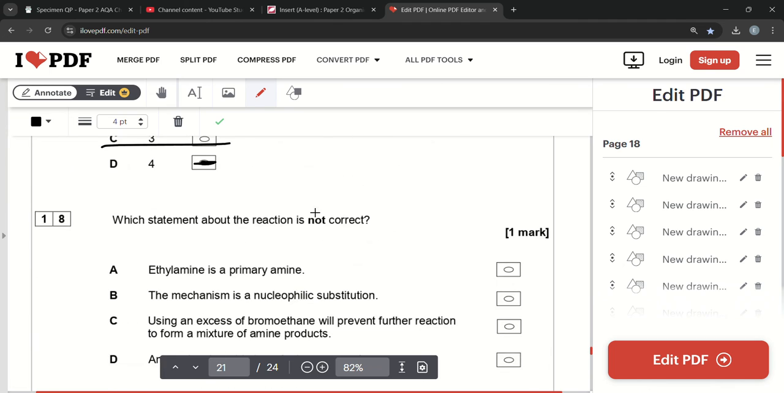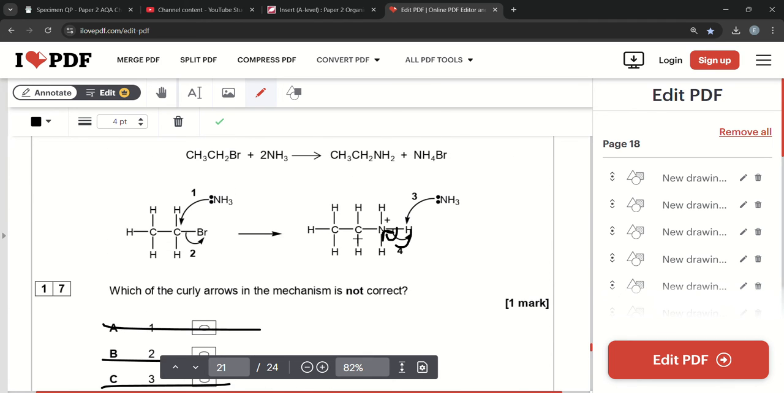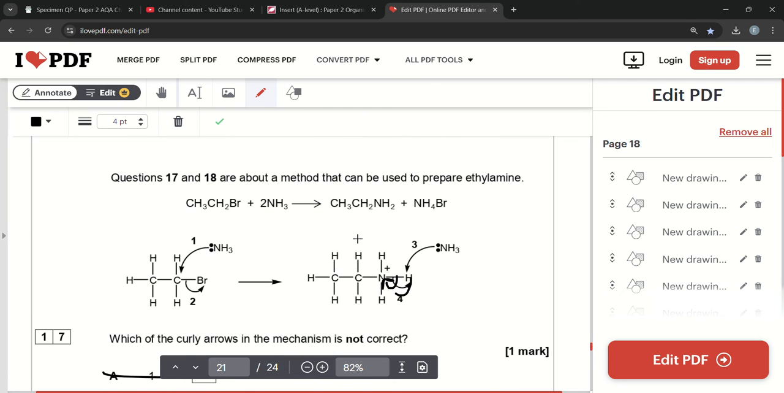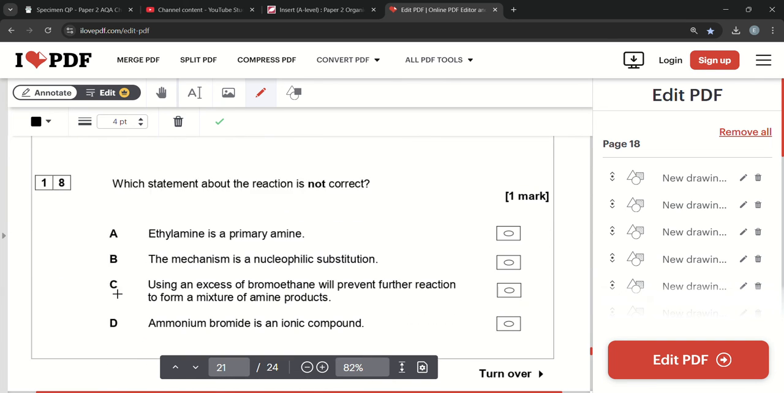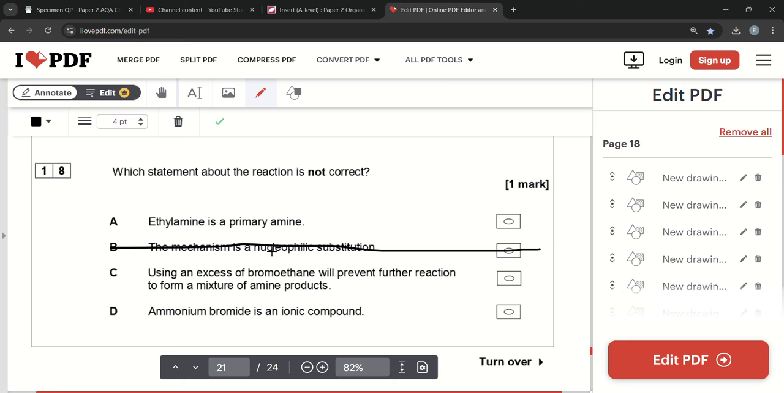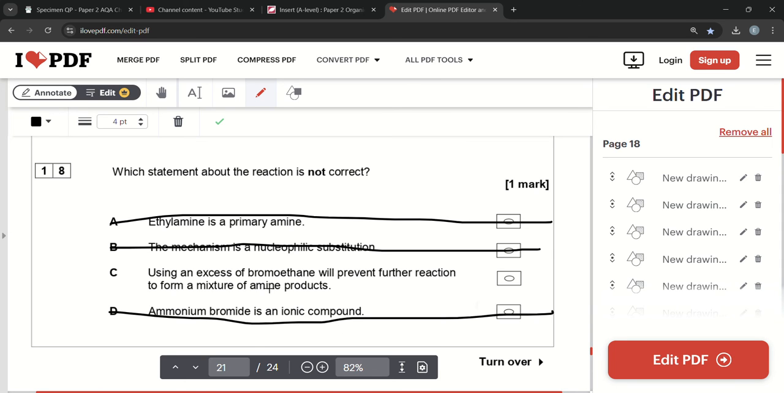Which statement about the reaction is not correct? Questions 17 and 18 refer to this one. Ethylamine is a primary amine. The mechanism is a nucleophilic substitution. That is correct, there is nucleophilic substitution with excess ammonia. Ethylamine is a primary amine, that is true. Ammonium bromide is an ionic compound, that's true. Using excess bromoethane will prevent further reaction to form a mixture of amine products? No.